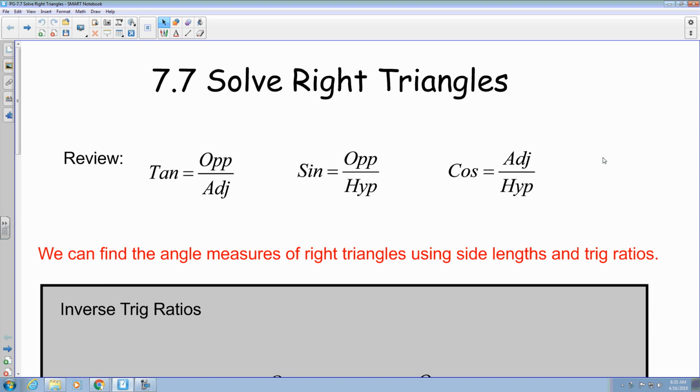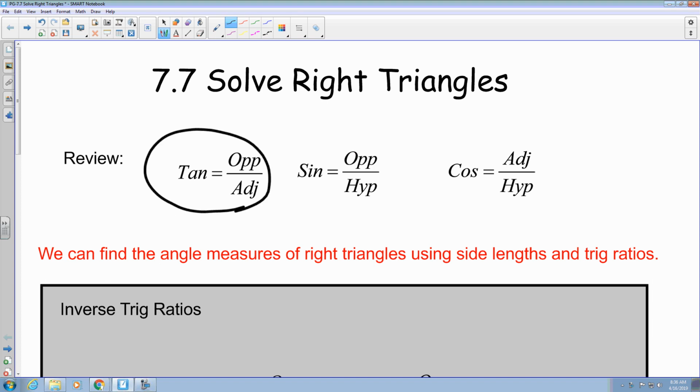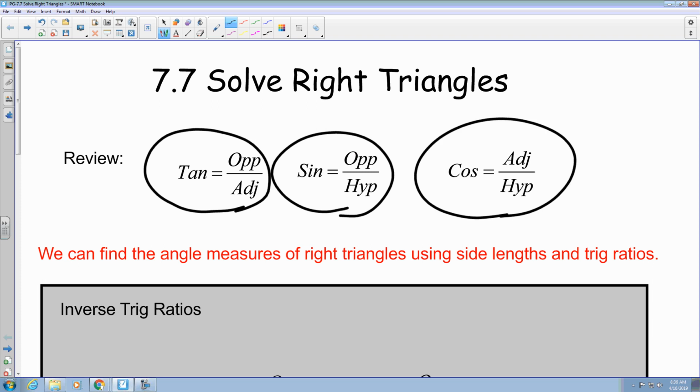So to review, we now have all three trig ratios that we have covered. We talked about tangent, which was opposite over adjacent here. We talked about sine, which was opposite over hypotenuse, and cosine, which was adjacent over hypotenuse. So with those trig ratios, as long as we had an angle and one side length, we could solve any problem that was given to us.